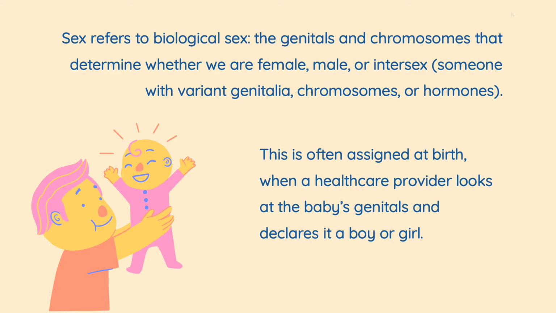Sex refers to biological sex, the genitals and chromosomes that determine whether we are female, male, or intersex, someone with variant genitalia, chromosomes, or hormones. This is often assigned at birth, when a healthcare provider looks at the baby's genitals and declares it a boy or a girl.